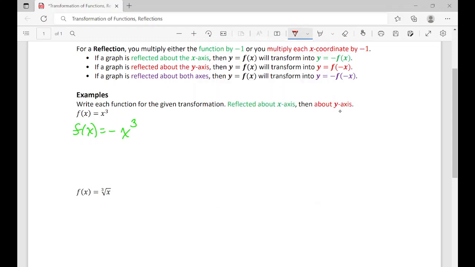Now to do about the y-axis, what we're going to do is take the function and put a negative in for x. So we're going to have negative x, quantity cubed. Now if you simplify this, a negative x to an odd power is just going to be negative x cubed. So in this case, reflecting about the x and y axis is going to be the exact same for this function here.